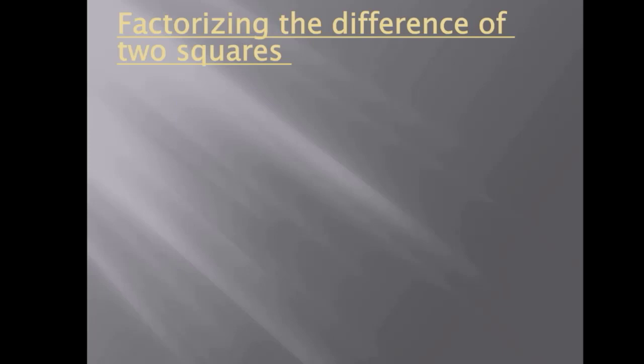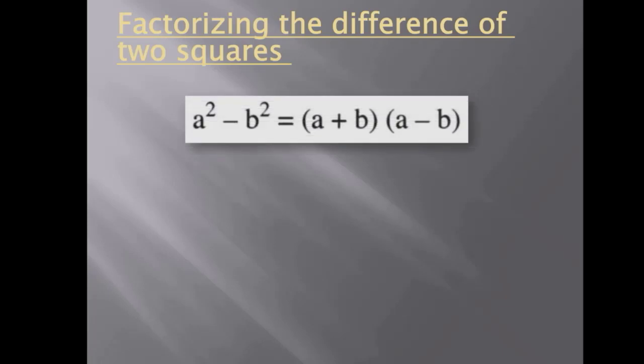Third form, factorizing the difference of two squares. An expression of this type is formed from only two terms, and the sign between them must be negative, must be minus, because it's the difference between two squares. And the first term and second term must be perfect squares. So a power 2 is a perfect square and b power 2 is a perfect square. There are two terms and between them minus. Okay, the factorization is very easy for this form.